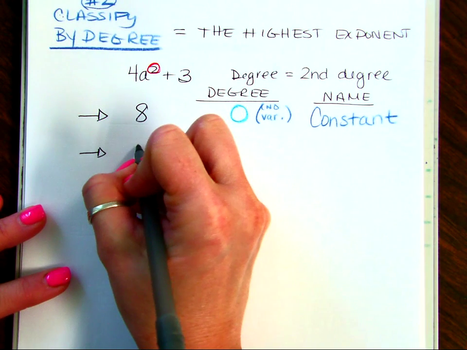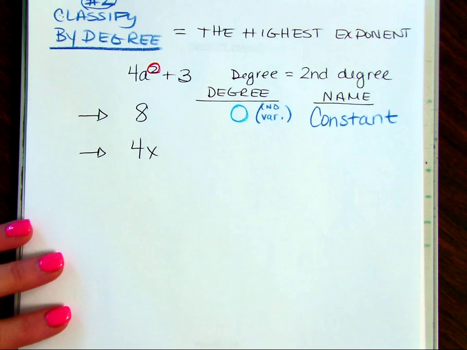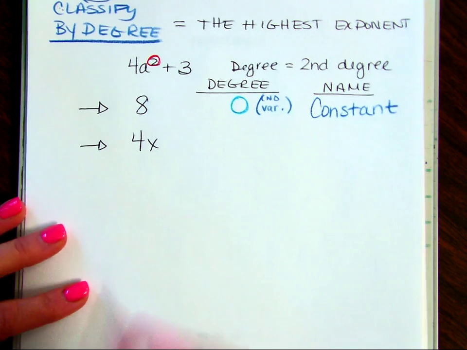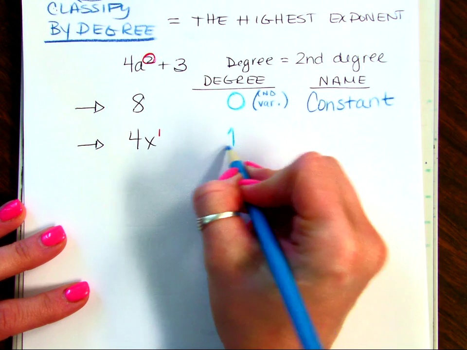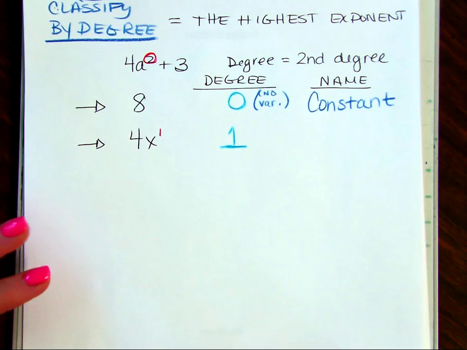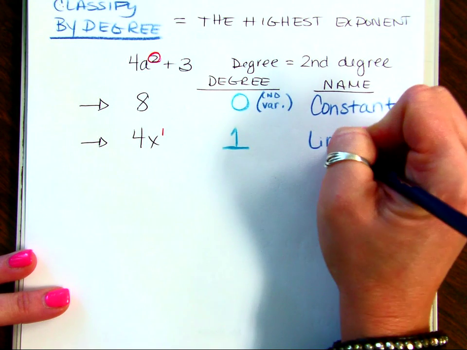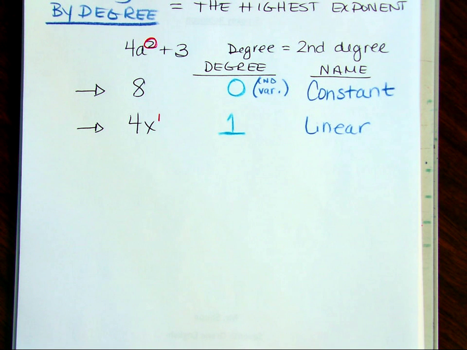Okay. How about let's take x. What's the highest exponent that you see? Think about it. What's the exponent to that x? A 1. So this is a first degree, and first degree has a special name, and it's called linear. We know that, right? We dealt with linear equations for like 2 months straight back in December, right? How many times did you graph y equals 4x plus 2?